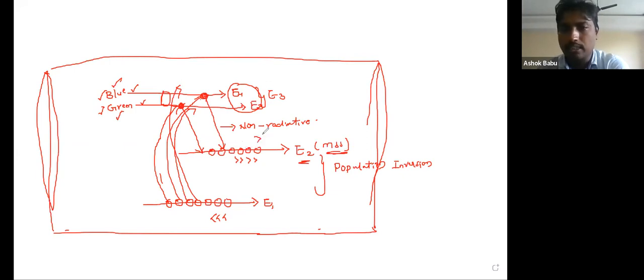That's why atoms hold the maximum time in the E2 energy state, and the particles there go on increasing. At the same time, because particles are sent from the ground state to E3 and E4, the particles in the ground state go on decreasing. At a particular instant, we observe population inversion between E2 and E1. What is population inversion? When the number of particles in the higher energy state is greater than in the lower energy state, it is called population inversion. Means we achieve the population inversion.